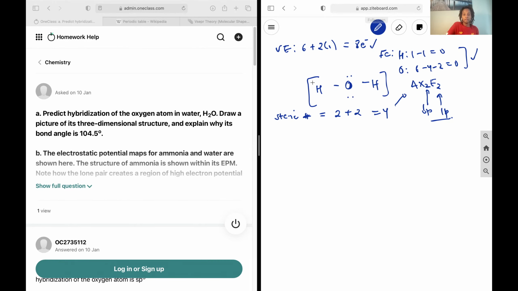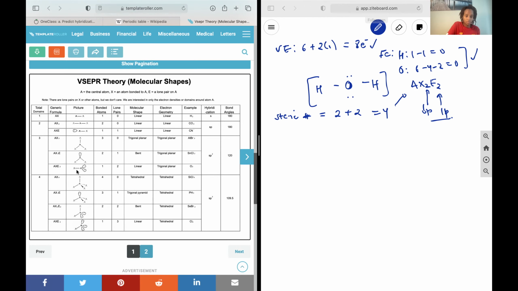Okay, so now that we have this, we can pull up the chart. And we come down to the total domains, so that should be a steric number 4, and then we begin accounting for the number of lone pairs. And so our electron geometry will just tell us that the steric number is 4, and so that will tell us that it is tetrahedral. But our molecular geometry will account for which ones are bonding pairs and which ones are lone pairs, and that is going to be bent.